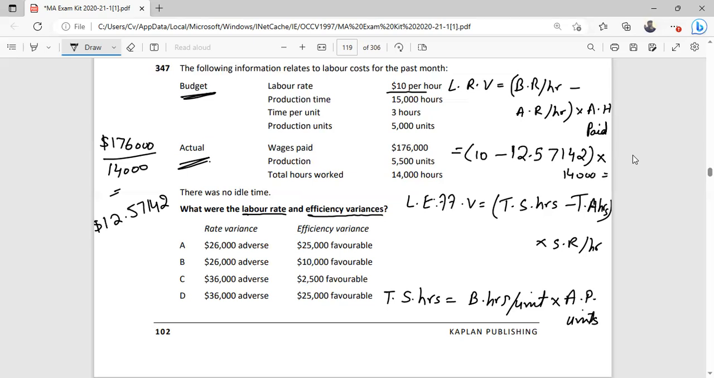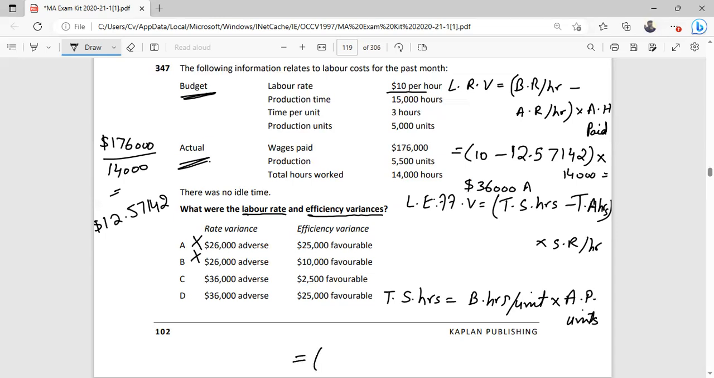So you can solve this. 10 is the standard cost. Standard cost is less than the actual cost. It means you are paying more cost than the target. That's why you have an adverse variance of 36,000. So it means we have two options where we have 36,000 adverse. So we can say that A and B are completely incorrect. Now which one is correct we can determine after the calculation of labor efficiency variance.